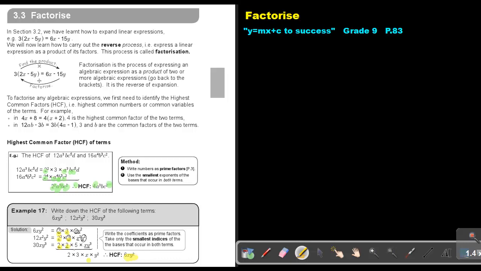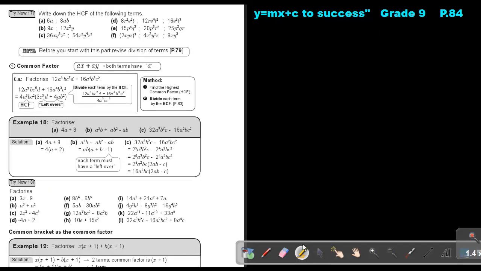Okay. I want you to do the following example. You can stop the video, and as soon as you are finished, you can continue with the video. So first copy a, c, and f. And what you're going to do is write down the highest common factor of the following terms.